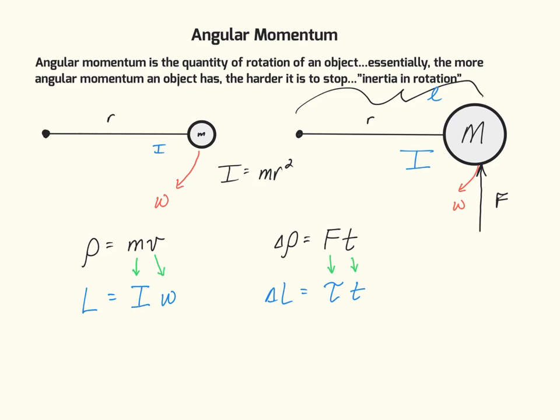Now, when I'm saying to get this thing to stop, what I'm actually saying is to cause a change in the angular momentum. Okay, so if we're applying a torque over a certain amount of time to either of these, well, we're going to be changing the angular momentum that those objects have. Okay, so here's your basic intro to angular momentum.